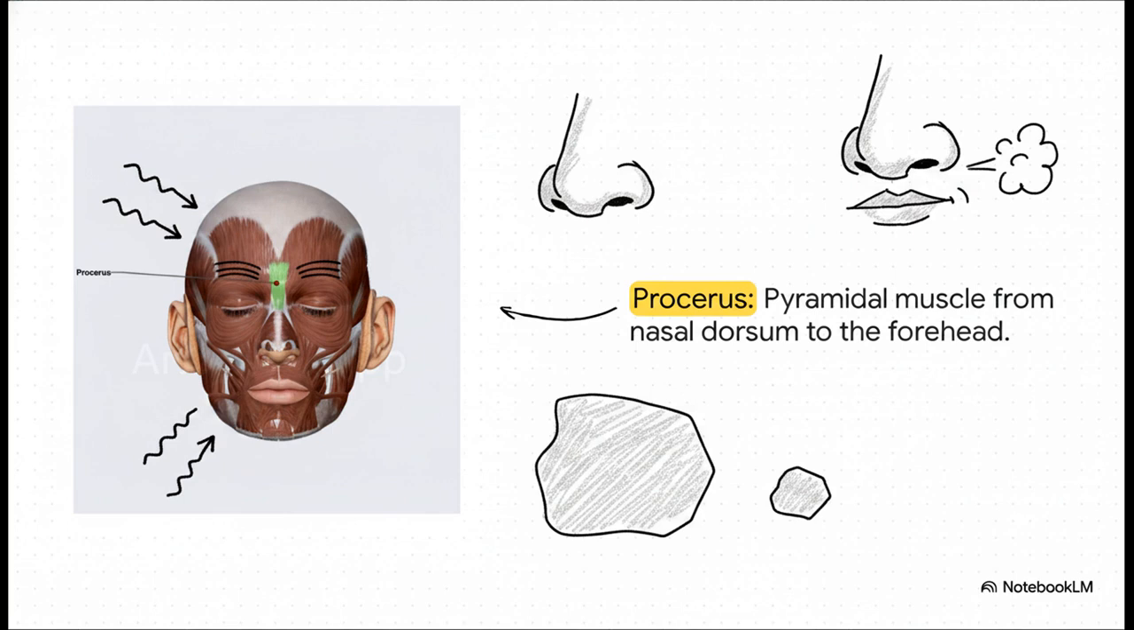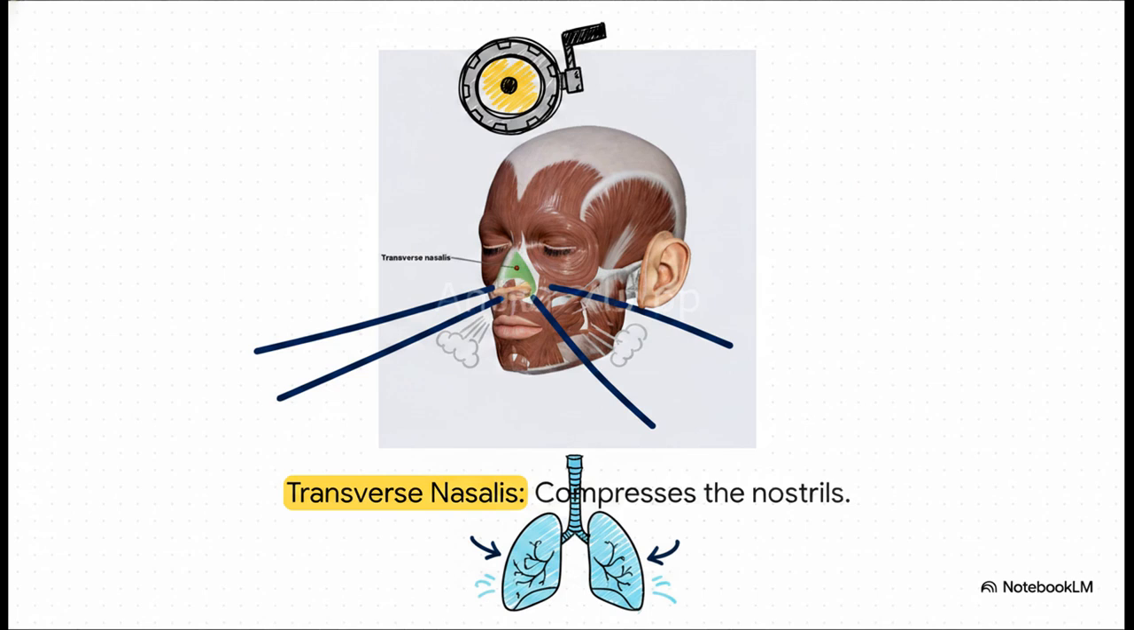But here's a highly surprising fact for you. Anatomy isn't actually identical in everyone. The procerus varies greatly in size, and get this, some people are actually born without it entirely. No way, right? Next up, we have the transverse nasalis.